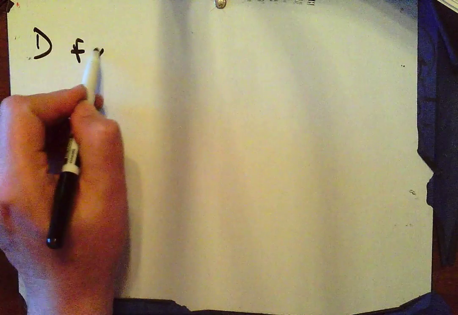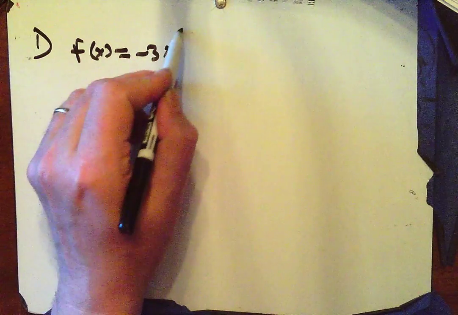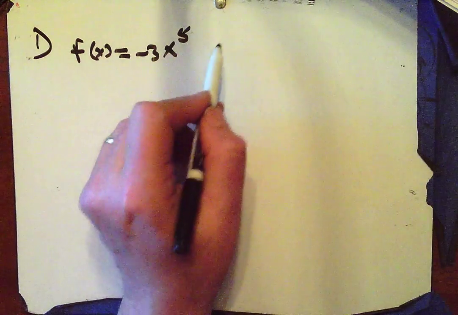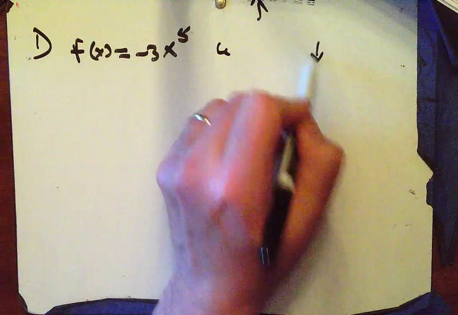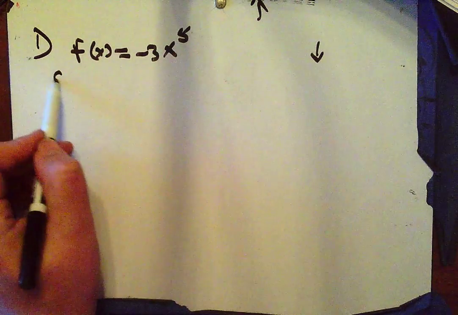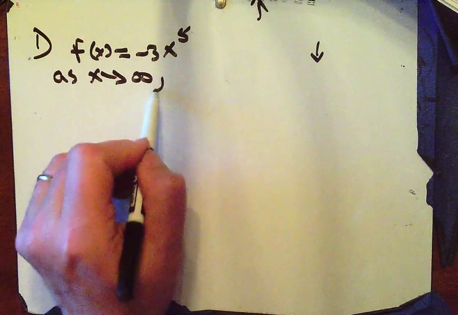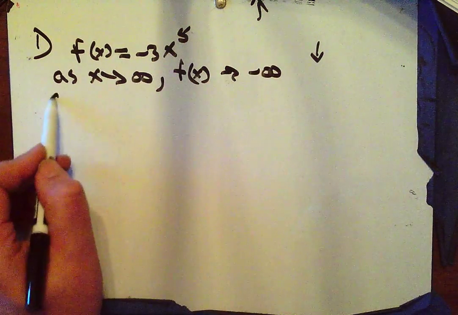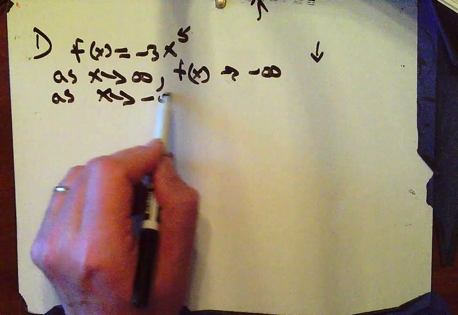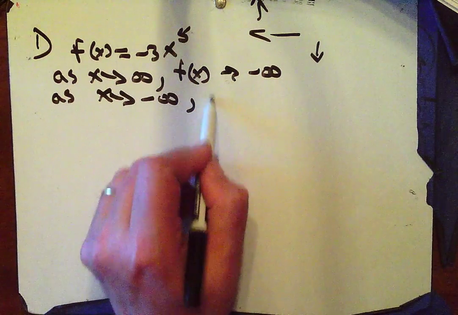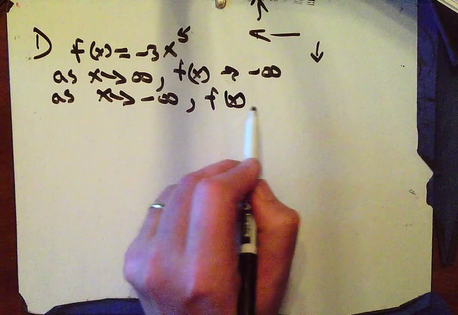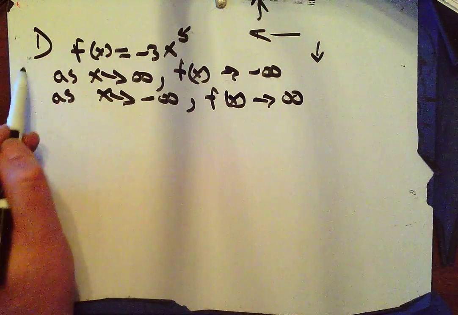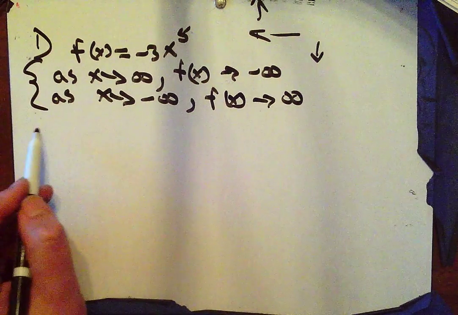Number 1, f of x equals negative 3x to the 5th. Odd, negative leading coefficient with an odd degree. I know that means this is up and this is down. So I'm going to say as x heads to infinity, f of x is headed to negative infinity. And as x heads to negative infinity, as we go this way, it looks to me like this function is headed up. F of x heads to positive infinity. There's our appropriate end behavior notation.